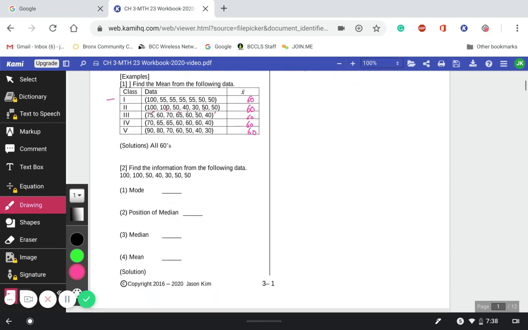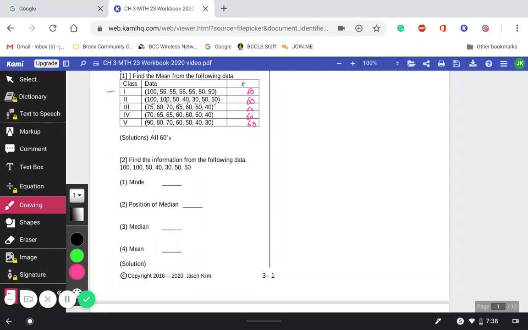So now let's look at the example. Find the information from the following data. You have 100, 100, 50, 40, 30, 55, 50. So what is your n? It's a sample, so 1, 2, 3, 4, 5, 6, 7. N is 7. You have 7 data entries.